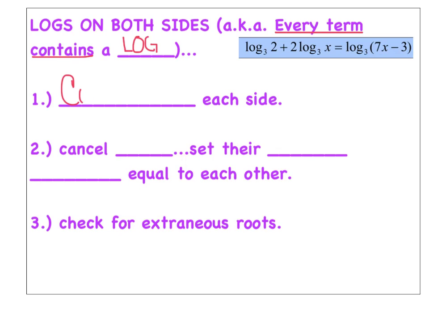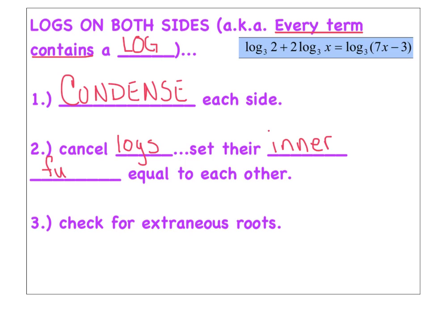Number one, we're going to condense both sides. And that's essentially the same first step we had on the last set of questions. Here's where it gets different though. We're going to cancel the logs. Once you condense it, we're going to cancel the logs and essentially set their inner functions equal to each other. Whatever's inside the parentheses, their inner functions, we're going to set equal to each other. And then again, we got to check for extraneous roots. We've been doing a lot of rejecting tonight. We've seen a lot of solutions that violated the domains.